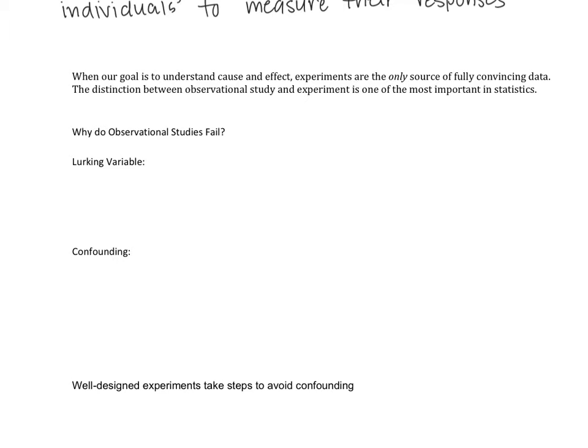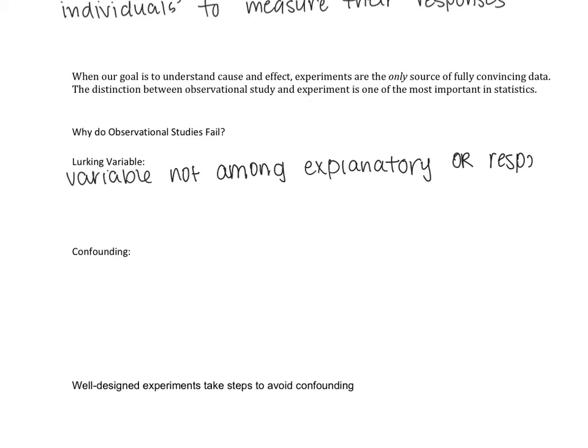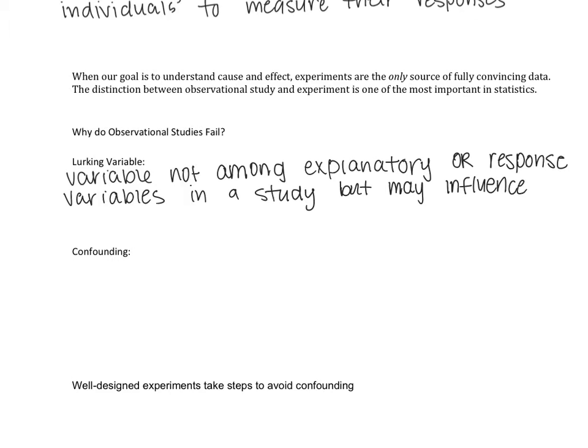The first is a lurking variable. A lurking variable is a variable not among the explanatory or response variables in a study, but may influence the response variable.